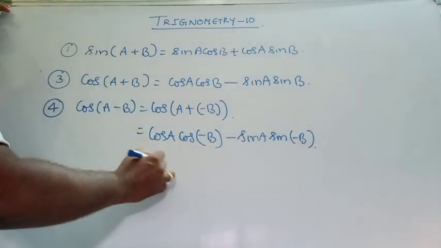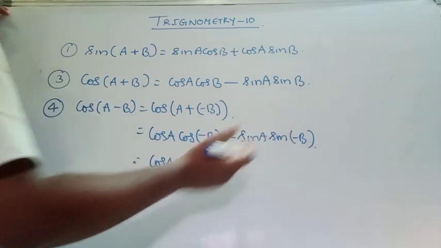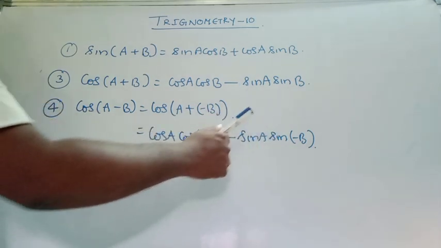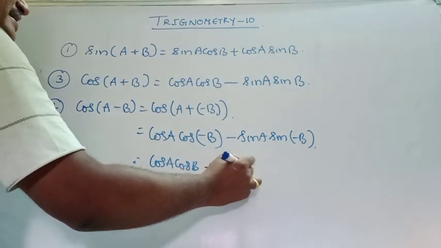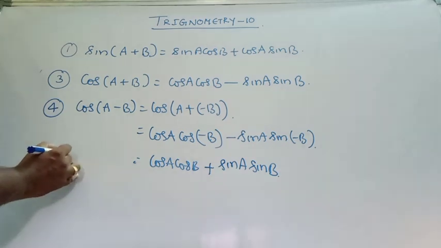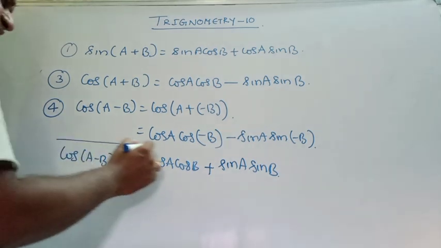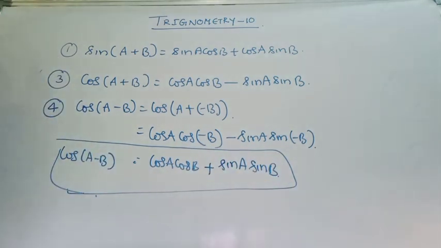Now this becomes cos A cos B. Right? Sin of minus theta becomes minus sin theta, so sin of minus B becomes minus sin B. That's why minus into minus is plus, and this is now plus sin A sin B. Wonderfully, we have got the formula. Therefore, cos of A minus B is equal to cos A cos B plus sin A sin B.